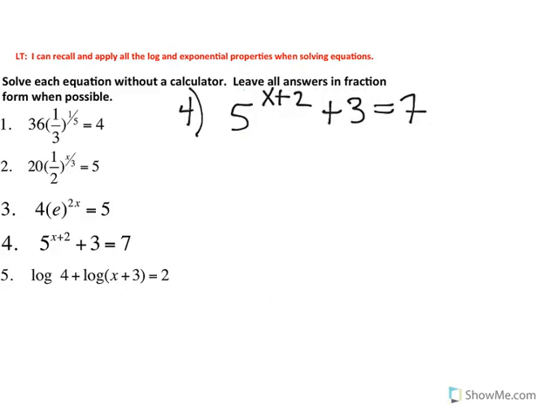Number 4 is 5 to the x plus 2 power plus 3 equals 7. Your first step always is: is it exponential or logarithmic? It's exponential. So we're thinking through that mindset, thinking about the methods and all of our properties. Then our first active step is get rid of the constants or coefficients if there are any. We have a constant of positive 3 and we want to get rid of that. So subtract it on both sides.